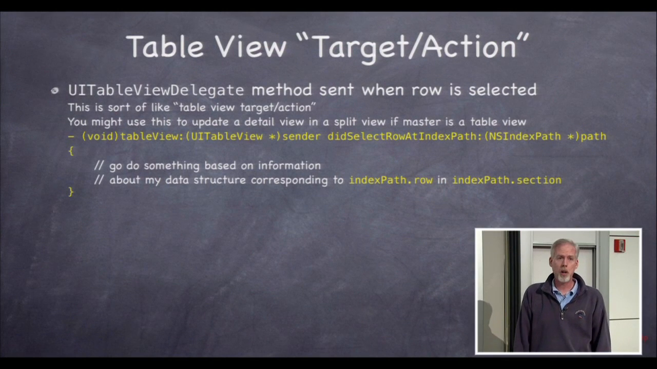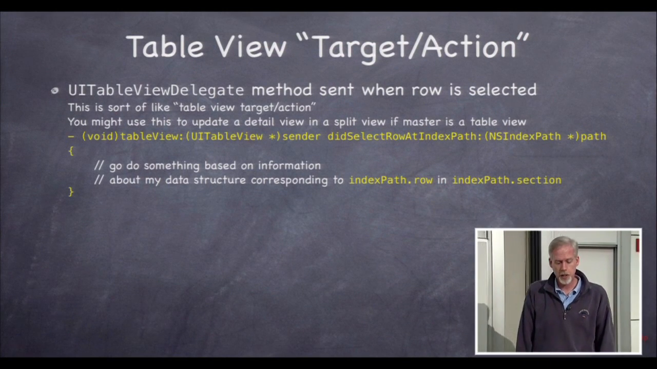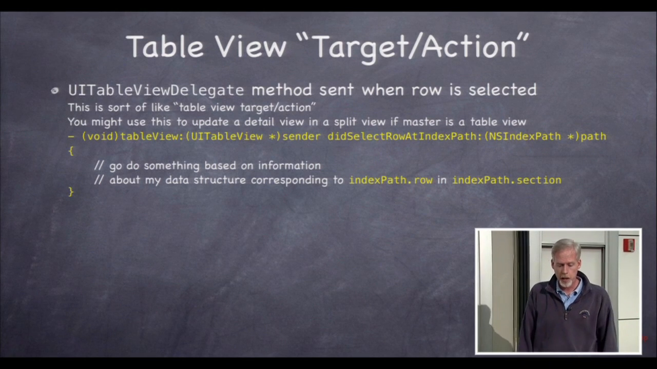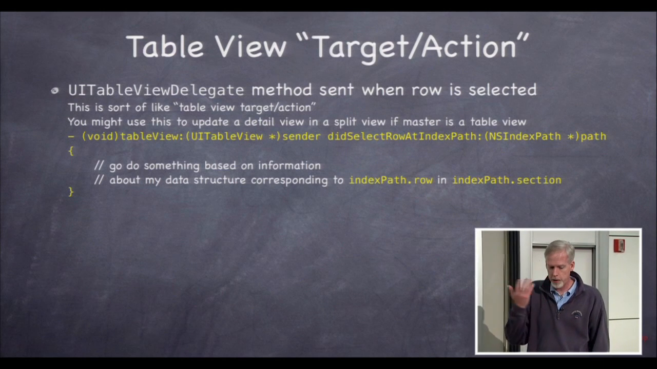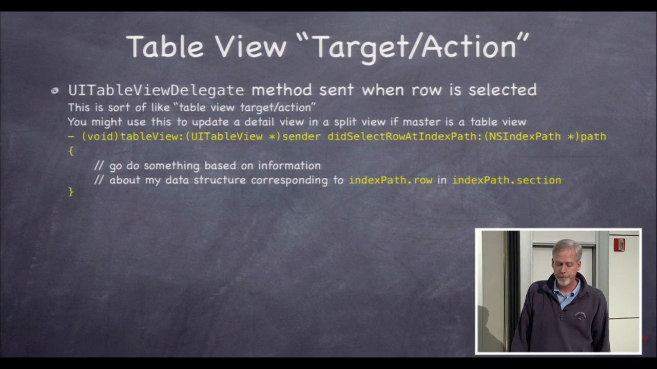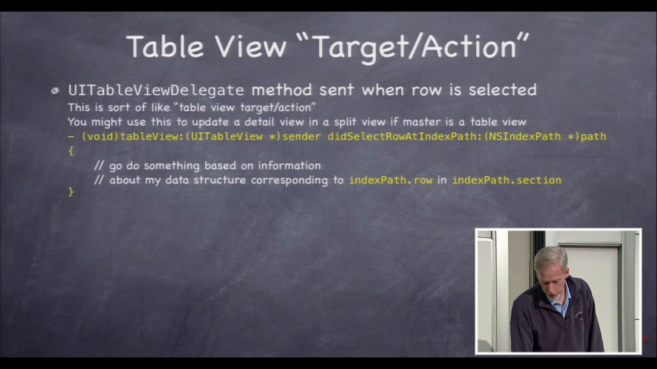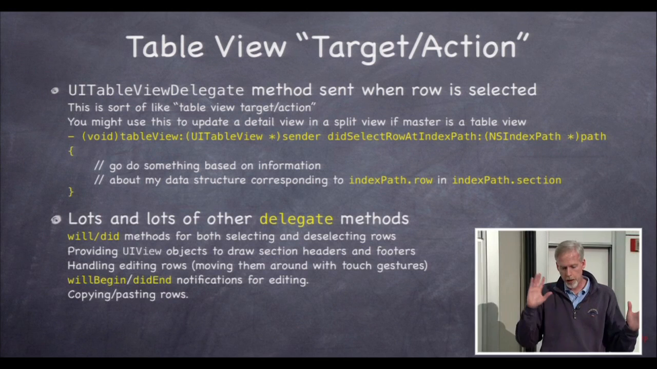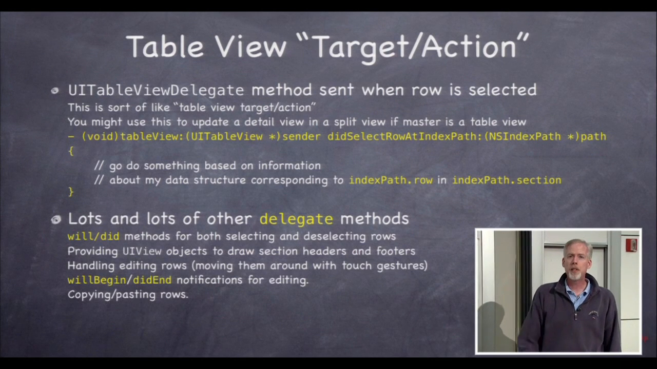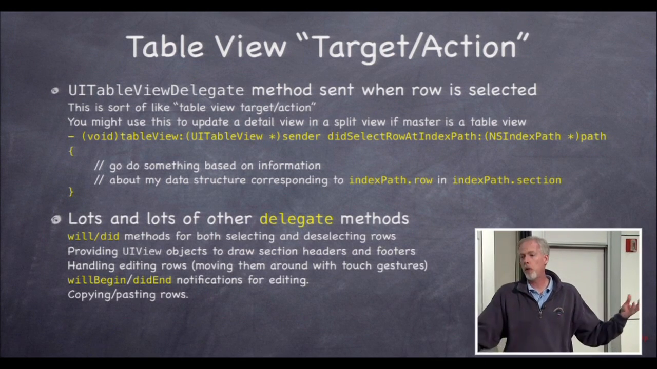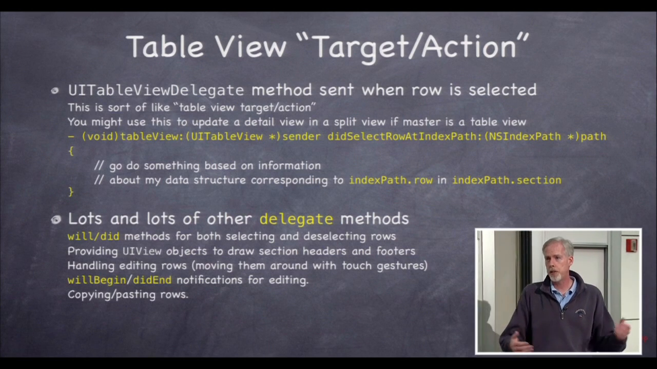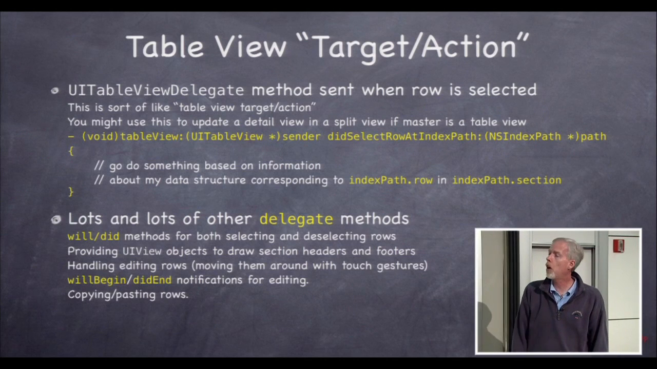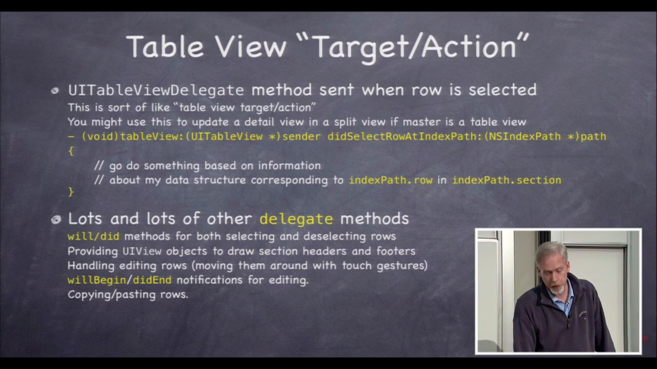This method is called whenever a cell is clicked on, didSelectRowAtIndexPath, and it passes you the index path, the section and row that was clicked on. You would do something here based on that information, and it's as simple as that. It's straightforward, exactly what you might think. There are lots and lots of other delegate methods. Again, no time to talk about them all today. The lectures that I give are not intended to be big reference documents about all the methods in all these classes. I'm just trying to tell you how to get started, the general concepts of it.